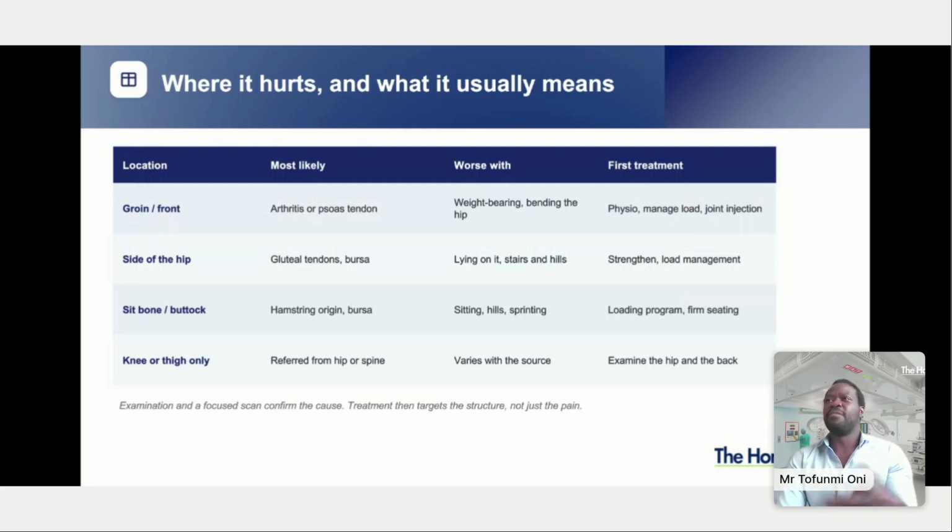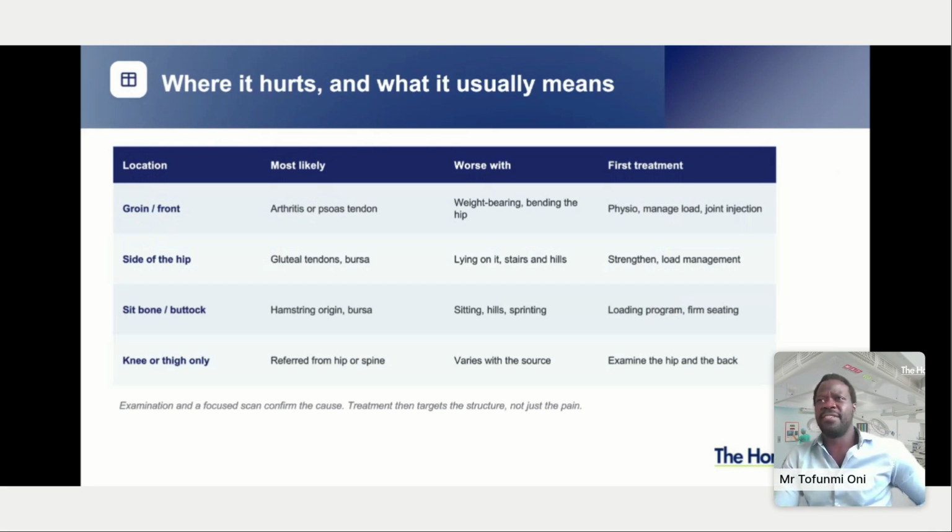It's worse with weight bearing and use, or lifting your knee up, especially resistance in the case of the psoas. And first line, again, conservative measures, physiotherapy, all the way up to injections and replacement if it's arthritis. The second line is location. Pain on the side of the hip.